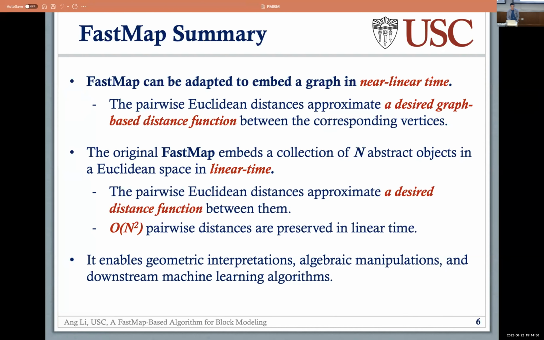And two things I need to highlight here. One, the pairwise Euclidean distances will approximate a desired distance function between them. Second, O(n) square pairwise distances will be preserved in linear time. And by embedding the graphs or the objects into the Euclidean space, it will enable geometric interpretations, algebraic manipulations, and downstream machine learning algorithms.